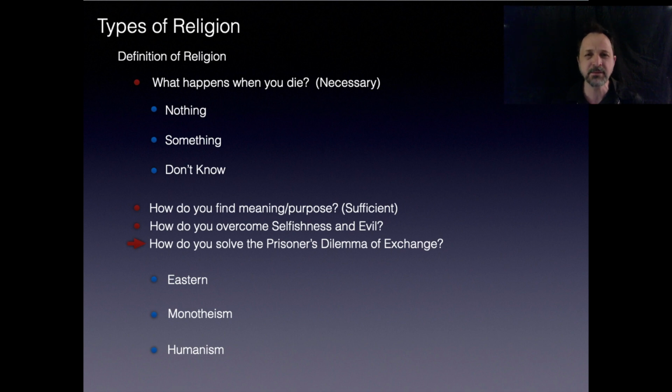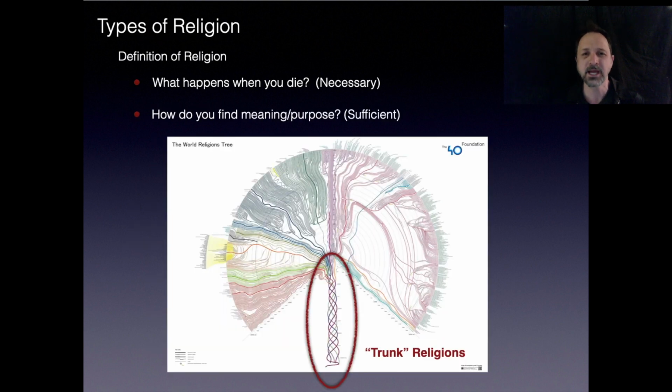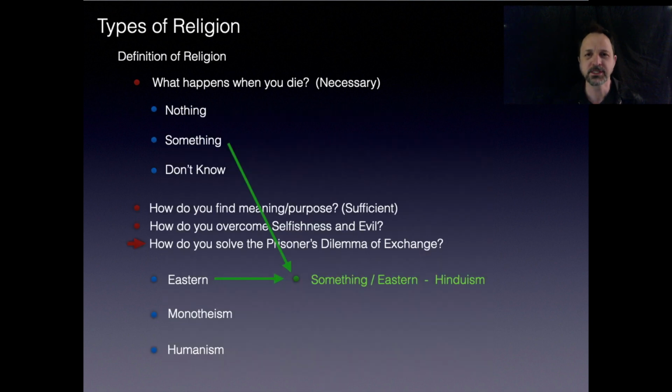And that may seem a simplification, especially looking at that world religions tree, but again, we're referring to these trunk religions down here, and there are only about 4 or 5 basic religions by combining those answers to the question. So let's start building some religions.